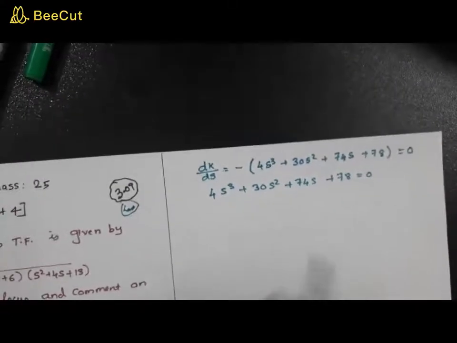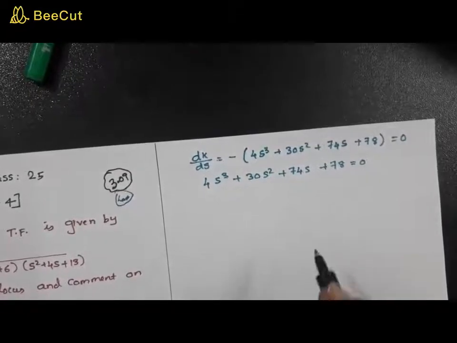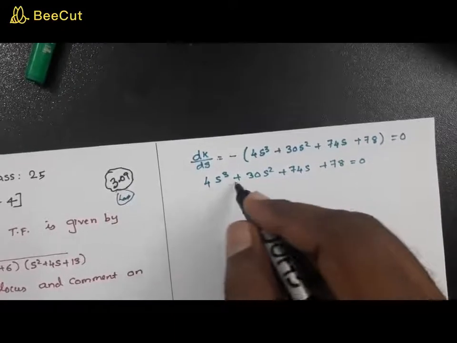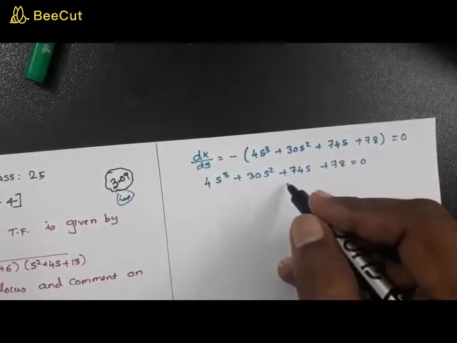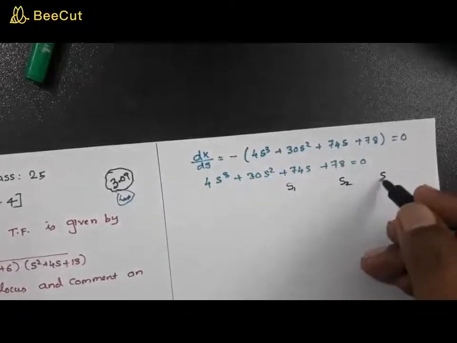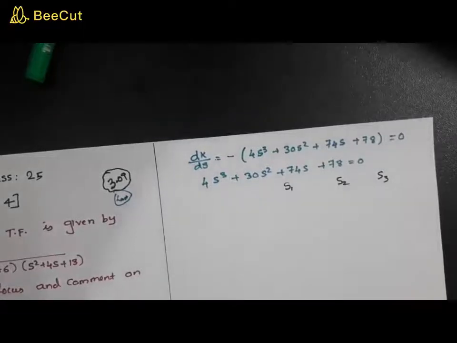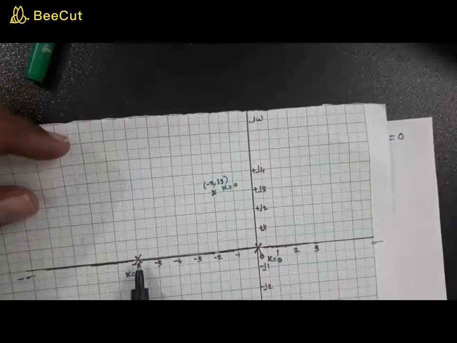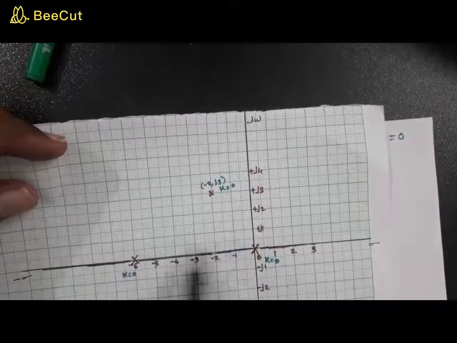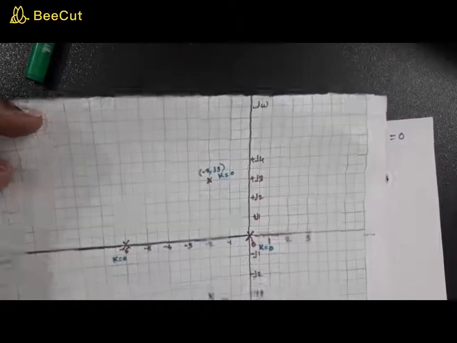Now how to solve this? You can use your calculator to solve this. Anyway, you know that this equation is a third order equation. So definitely you will have some s1, s2 and s3. There can be different points, but we'll only be selecting the points that come in between 0 and -6, because we need a breakaway point that comes in between 0 and -6.